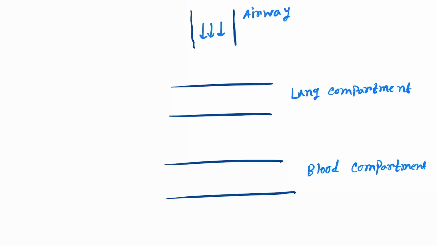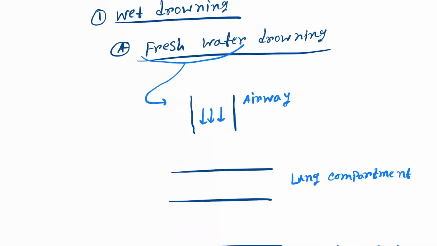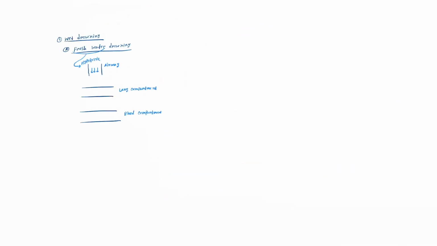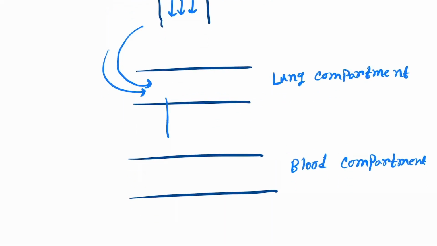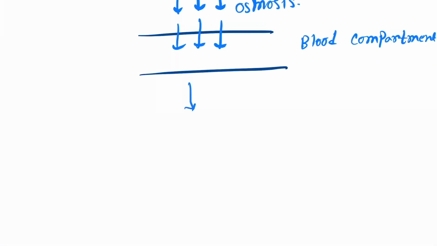After getting into the airway, here fresh water is hypotonic. So now it will go to the lung compartment. Then from the lung compartment, due to its hypotonic character, the water will reach the blood compartment through the process known as osmosis. Now, due to the increase in the volume in the blood compartment, hemodilution will occur.